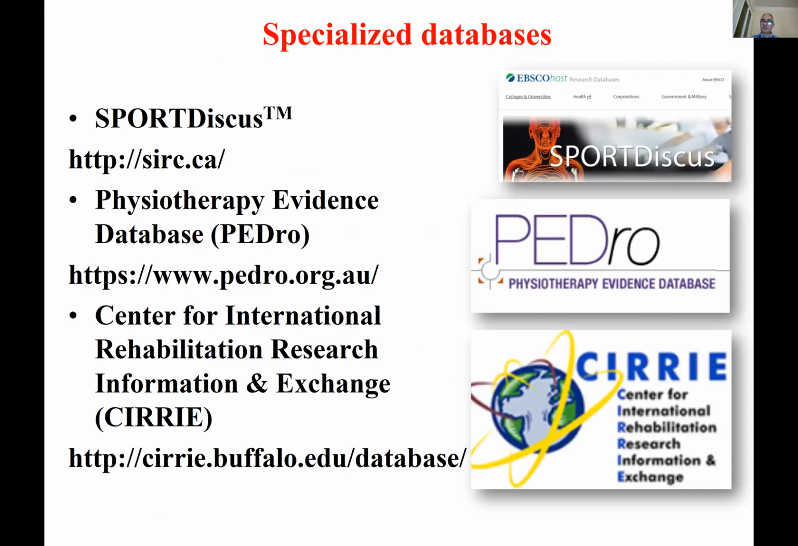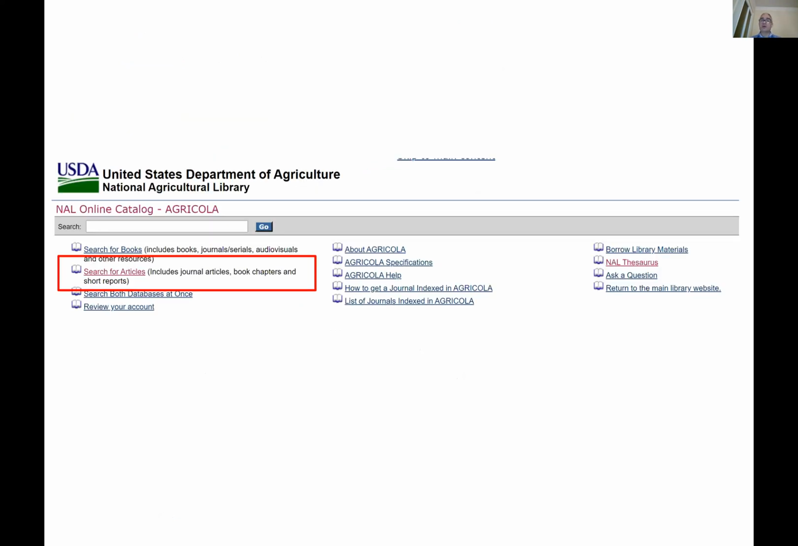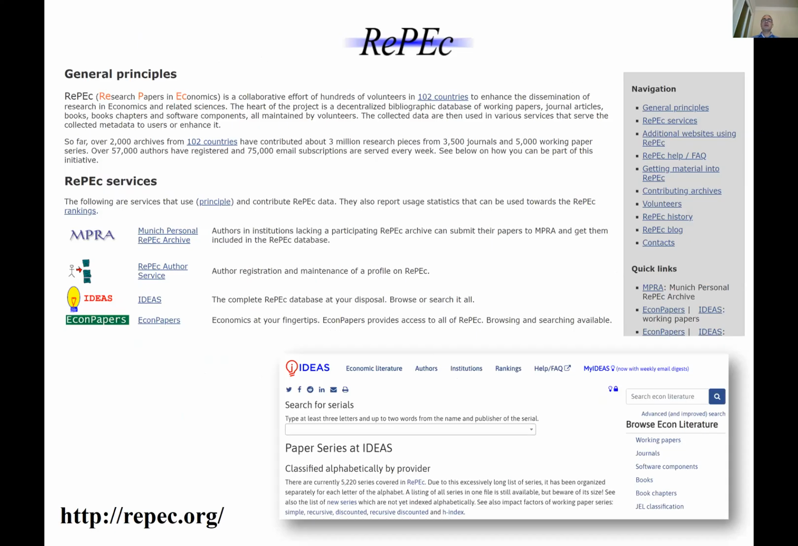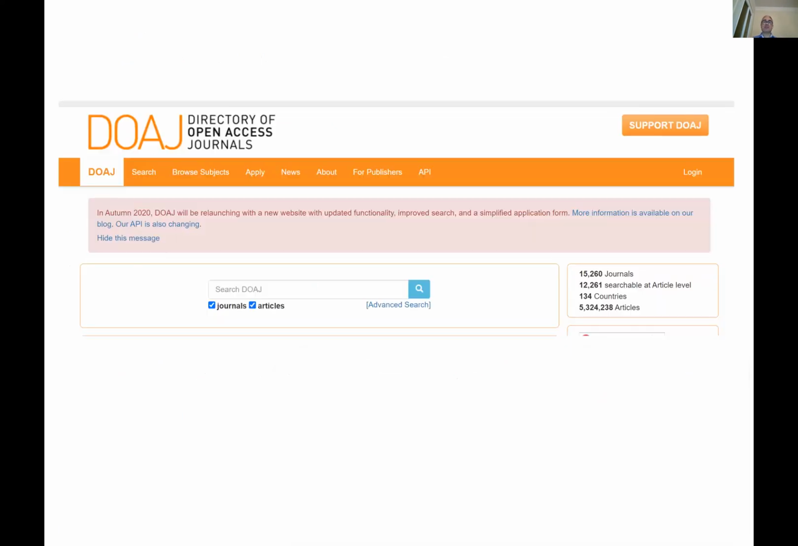There are other specialist databases relevant to rehabilitation specialists. AGRICOLA is a database of the US Department of Agriculture. RePEc, Research Papers in Economics, and their main hub of articles is IDEAS. I encourage all specialists, let's say pharmacy specialists working on pharmacoeconomics studies, to employ searches through IDEAS.